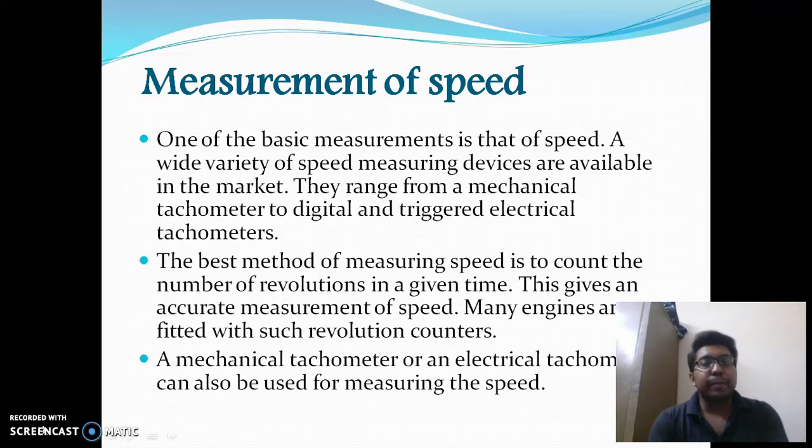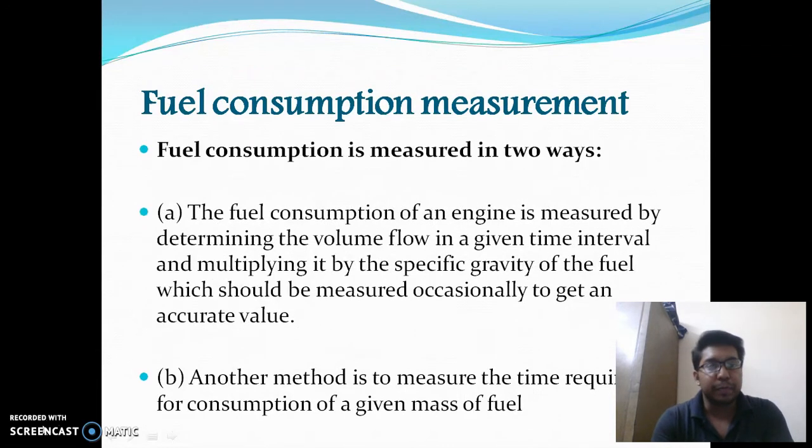Now, let us do the measurement of speed. One of the basic measurements is that of speed. A wide variety of speed measuring devices are available in the market. They range from mechanical tachometers to digital and triggered electrical tachometers. So it is the best method for the measurement of speed.